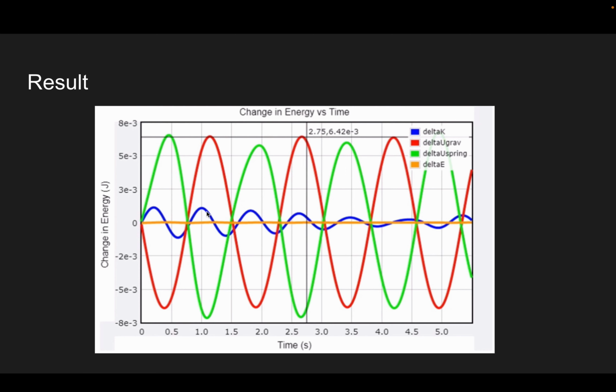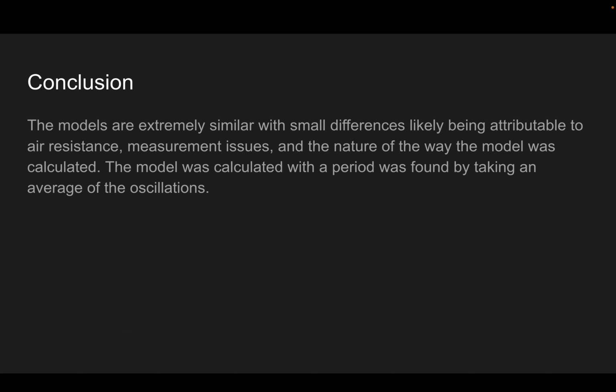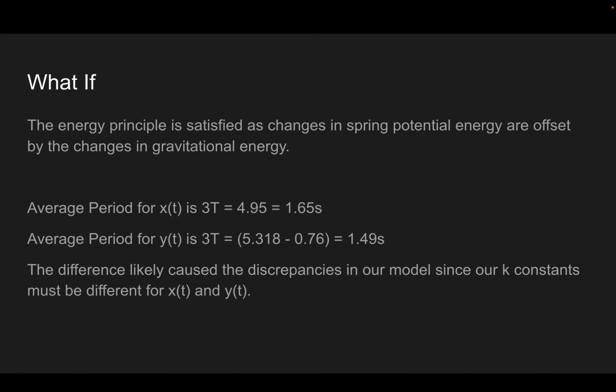And you can see here that total energy does not change, but there is a transfer of energy between kinetic energy, gravitational energy, spring energy. So yeah, the models are extremely similar with small differences, likely being attributable to air resistance, measurement issues, and the nature of the way the model is calculated, particularly the period issue that I talked about before, which is found to take an average of the oscillations.